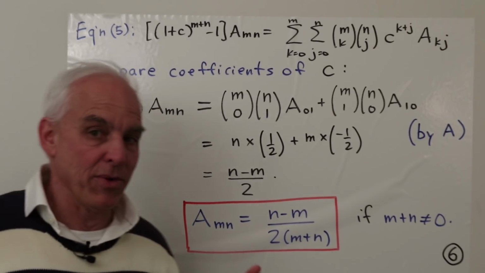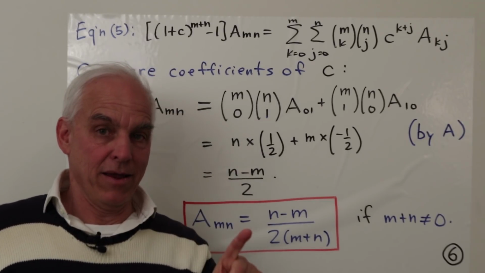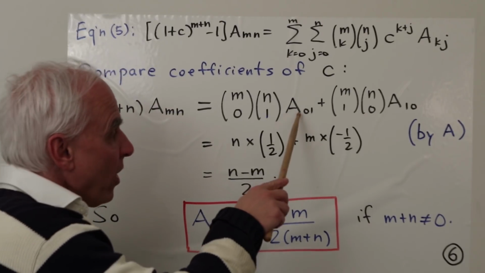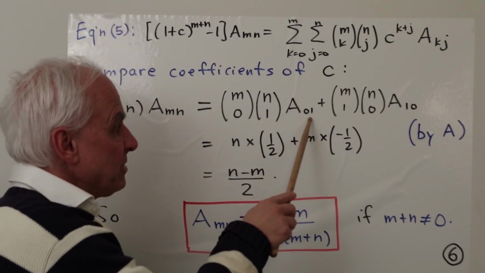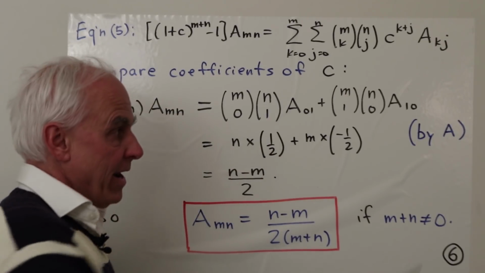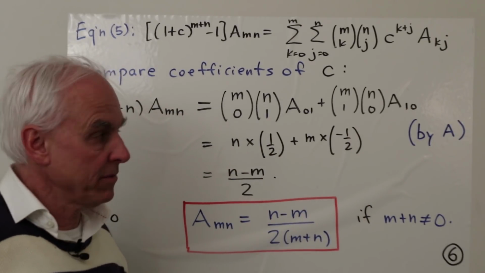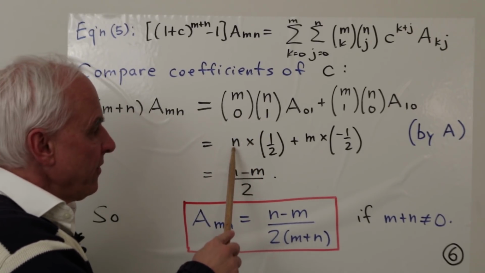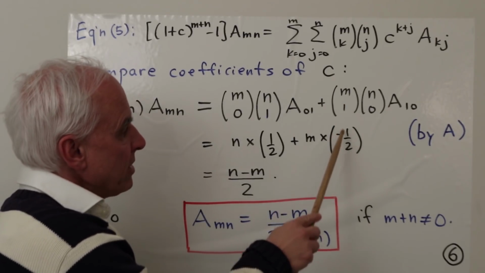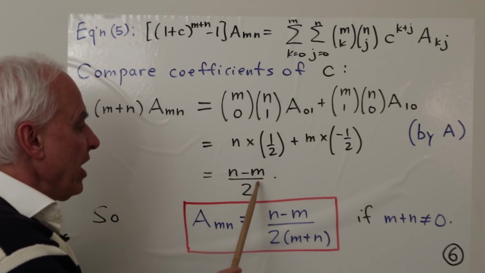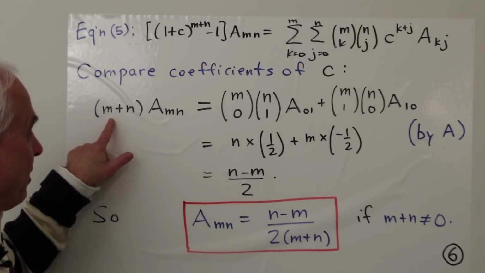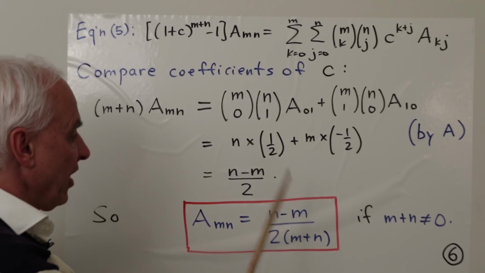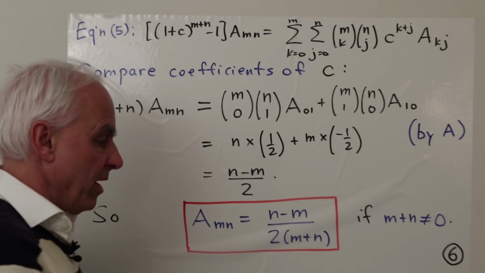Okay, there's one more rule that we haven't used yet. That's rule number A, the normalization one. That tells us exactly what these quantities are. A sub 0,1 was a half, and a sub 1,0 was minus a half. The binomial coefficients here, this m choose 0 times n choose 1, that's just n. So we have n times a half, and over here we have m times minus a half, for a total of n minus m over 2. And now we divide by m plus n, and we get what we want. A sub mn equals n minus m over 2 times m plus n.